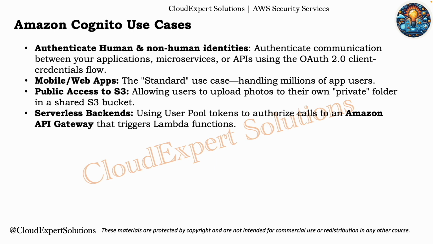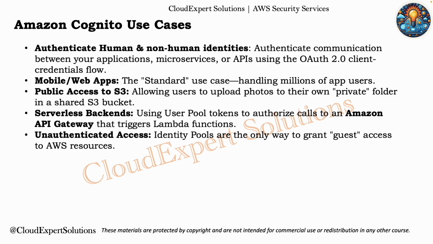Amazon Cognito is also great for serverless backends, where you can use Amazon Cognito to protect your API gateways so only logged in users can trigger the Lambda functions. And another big one is guest users or unauthenticated access. If you want people to browse your product catalog without logging in, but still need them to pull images from Amazon S3, then Identity Pool can grant them unauthenticated guest access.